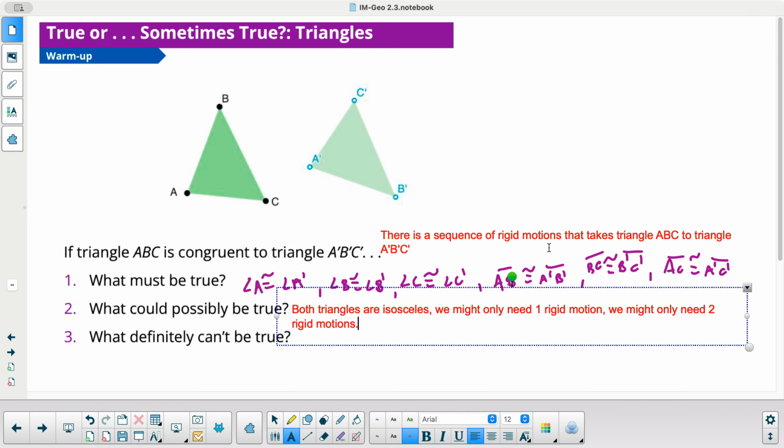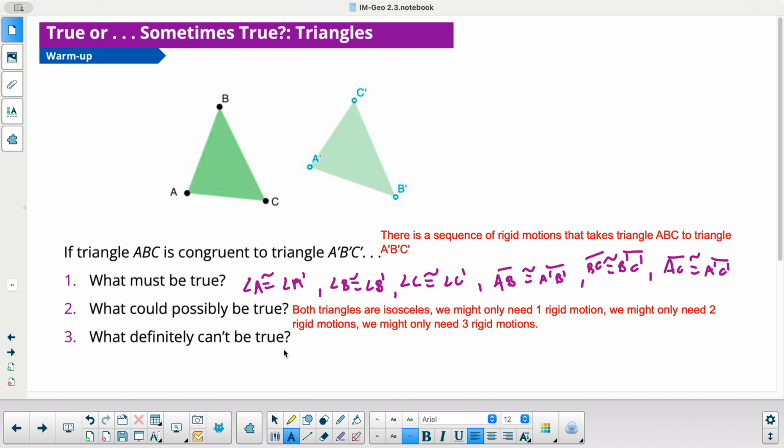Okay, so when I say rigid motions, we're talking translate, rotate, reflect. Okay, so it just depends on the picture. You might need 3 rigid motions. So I'll copy that there and change that to 3.